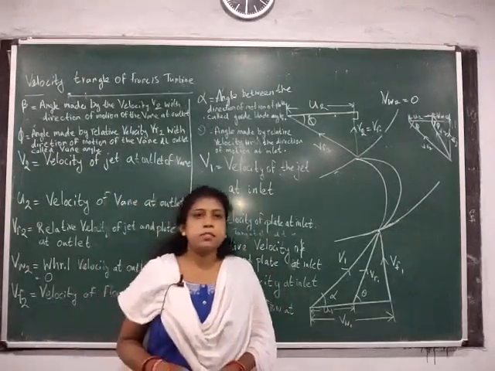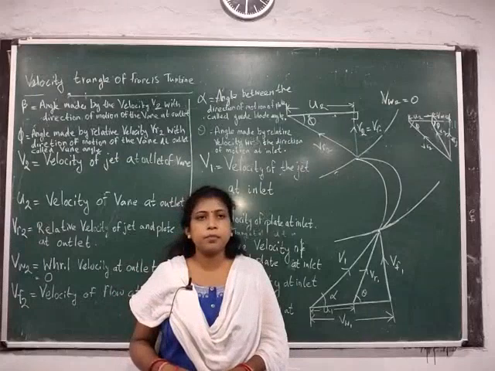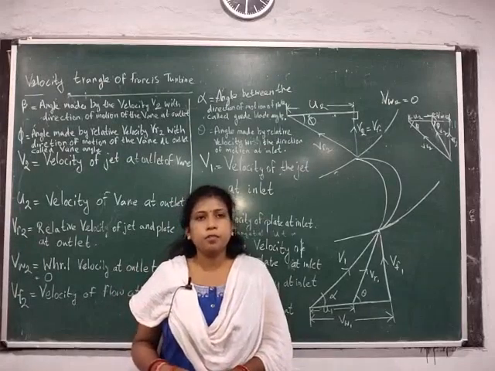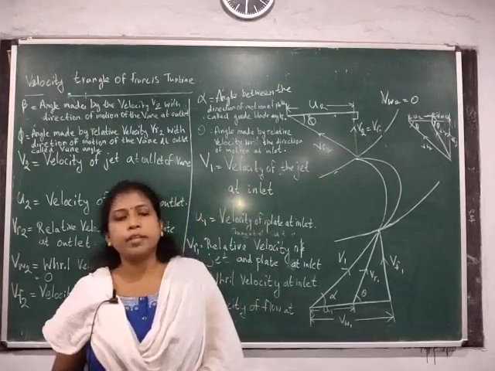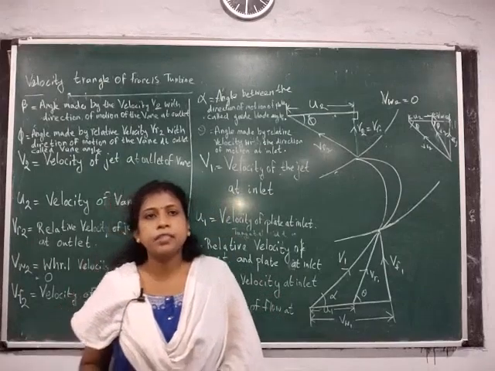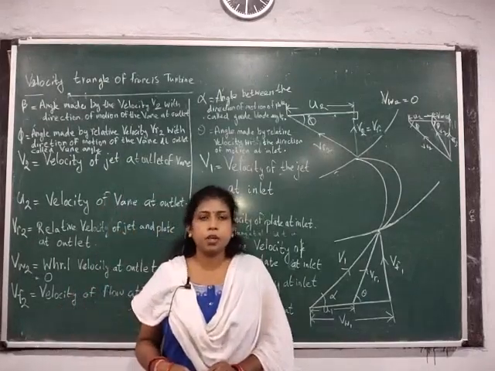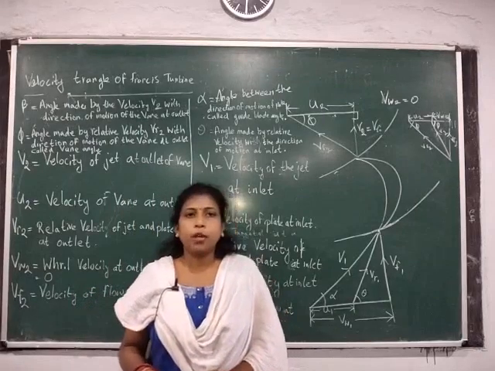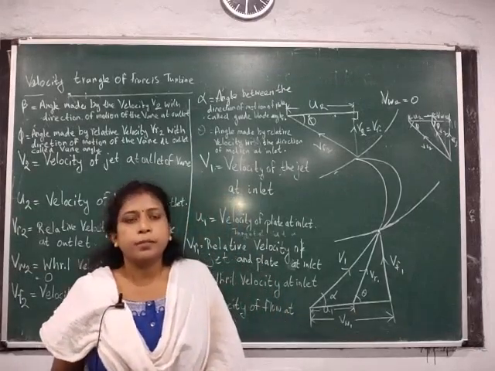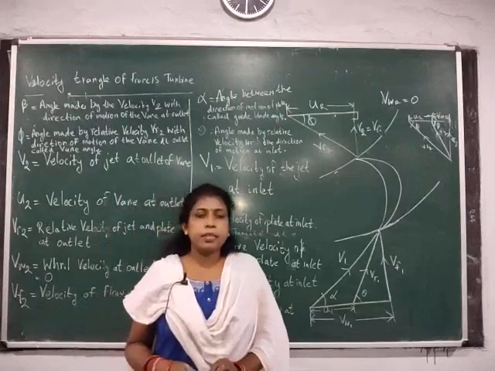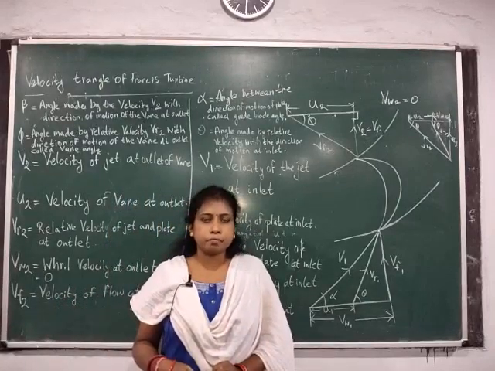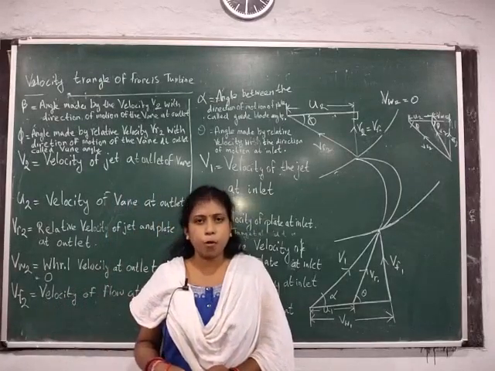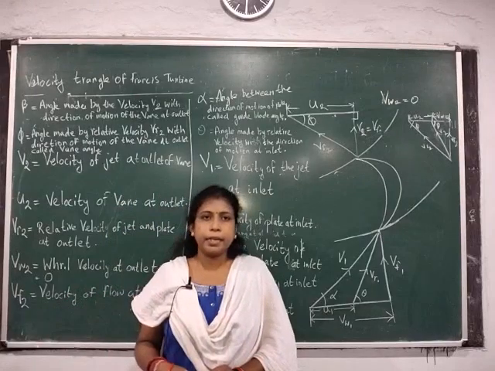Today we are going to learn the velocity triangle of a Francis turbine. So what is a Francis turbine? A Francis turbine is nothing but an inward flow reaction turbine. So what is a reaction turbine? A reaction turbine is a turbine which possesses kinetic energy as well as pressure energy. Next, what is an inward flow turbine? An inward flow radial turbine is a turbine in which water flows from outward to inward in the radial direction.